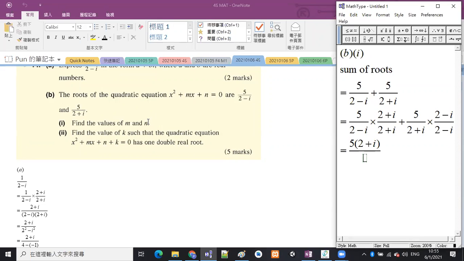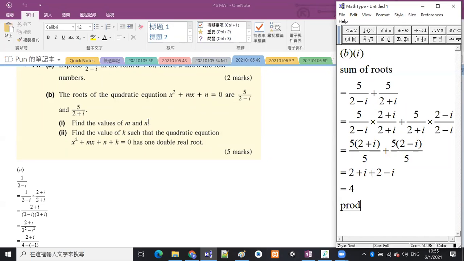We have already done this in part A, so we know that the denominator should be equal to 5, right? And then plus 5 times 2 minus i divided by 5. The 5 and 5 will be cancelled by each other. So what is remaining on the top is 2 plus i and then plus 2 minus i. And luckily, the i terms will be cancelled by each other. So the sum of roots is just equal to 4.